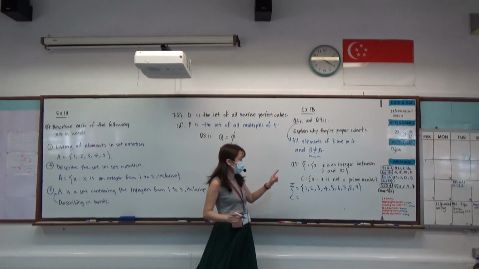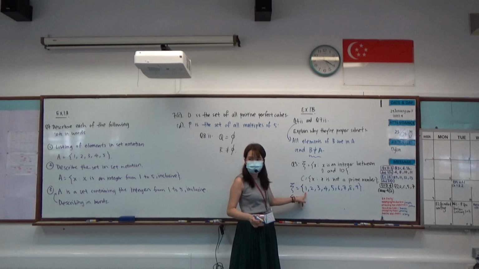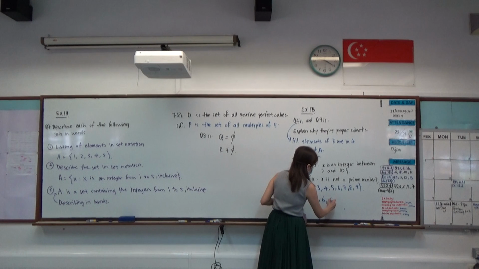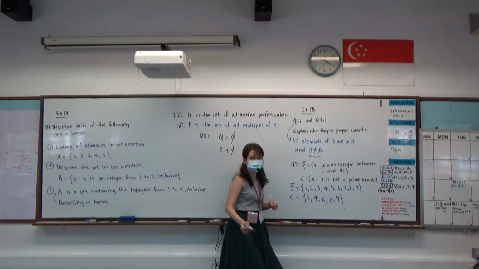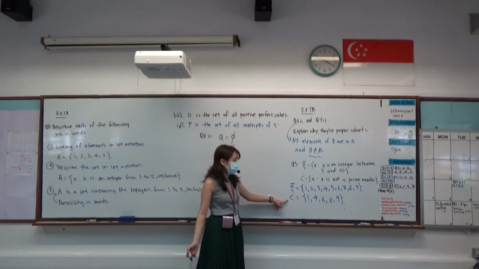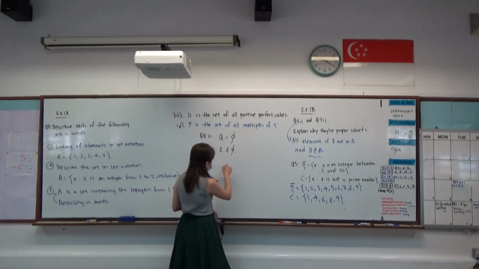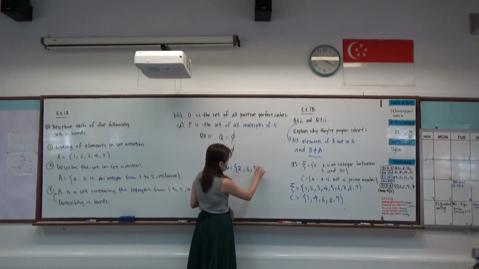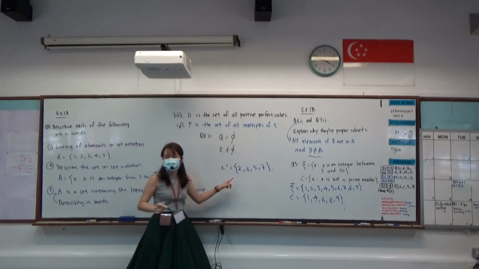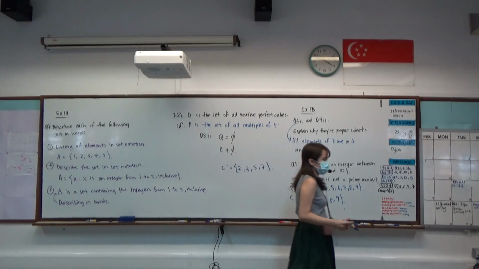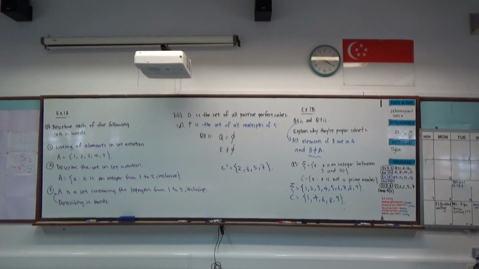And then the set C, not a prime number: 1 is not a prime number, 4 is not, 6 and 8 and 9, they are not prime numbers. Then incorrectly listing the elements here causes you to also incorrectly list the complement set, which is 2, 3, 5, 7. Some of you included 1 inside it as well. I hope that is just a careless mistake, but when it comes to such questions, you can't really afford such careless mistakes.